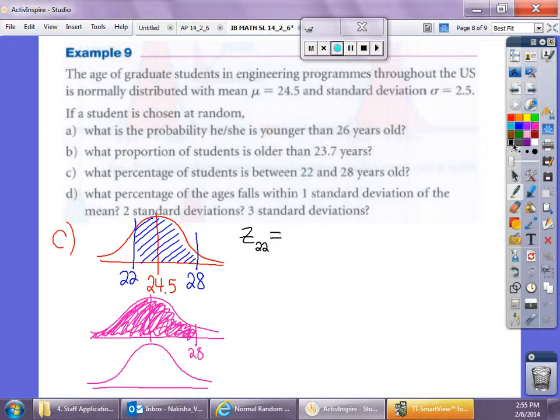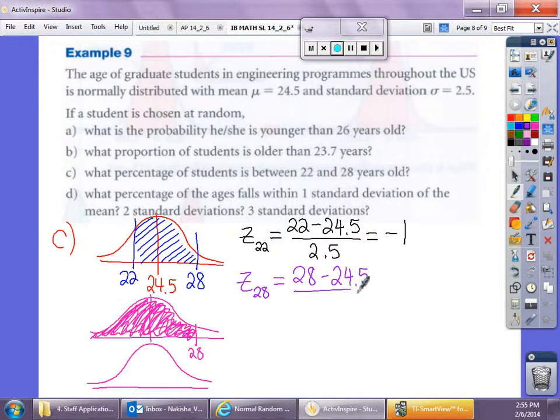So let me actually find the z-scores first. Start out with x. So I'm going to do 22 first. So 22 minus 24.5 all over 2.5. And that is a z-score of hopefully -1. Sometimes I look at the board and I feel like I can't do basic math anymore. All right, 28. So 28 minus 24.5 all over 2.5, which equals a z-score of 1.4. All right, so the 28, this z-score is 1.4.